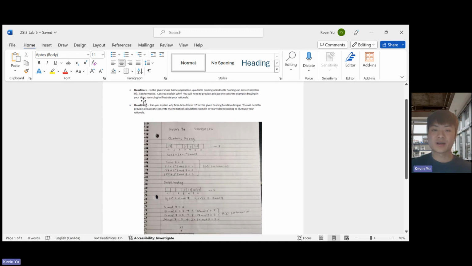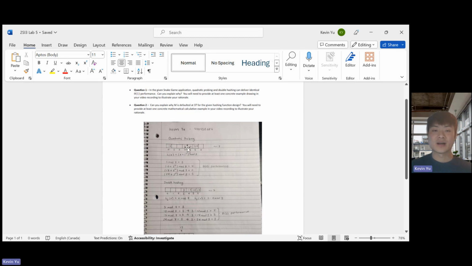Today I want to explain why quadratic probing and double hashing have a runtime of theta 1. In this first example, I have a hash table size of 7, and I want to insert keys 3, 10, 17, and 24. I have this equation where every time a collision occurs, I increment i by 1, and hopefully we can find a new place to insert our key.